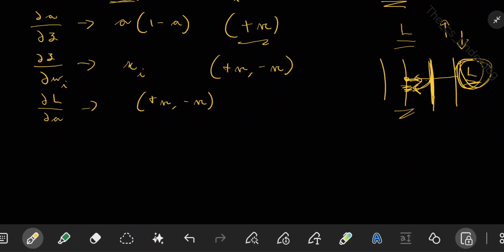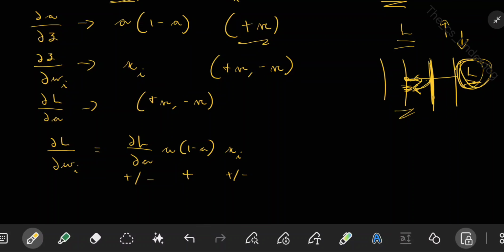Okay, you already know these three factors are there. Now for analysis, I'll write this part again: del L by del Wi. This I had written as del L by del A into del A by del Z into del Z by del Wi. And how did I write these terms? This term I told you is xi. This term I told you is a into 1 minus a. And you also know this is always positive. This can be positive or negative. This can also be positive or negative.